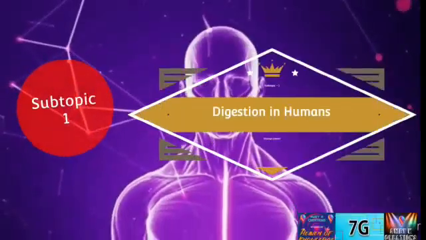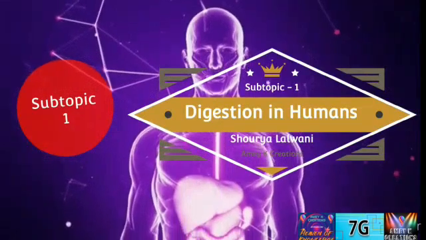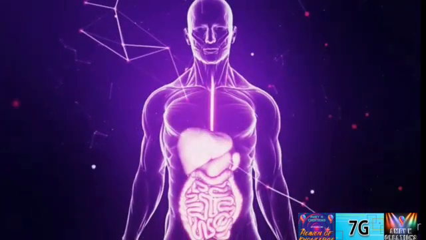Let's talk about the digestive system in humans. The associated glands and the digestive tract together constitute the digestive system in humans. This constitutes the whole path along which the food moves through the body, starting from the mouth and ending at the anus. The digestive tract also includes the mouth, food pipe or esophagus, stomach, small intestine, large intestine, rectum and anus.